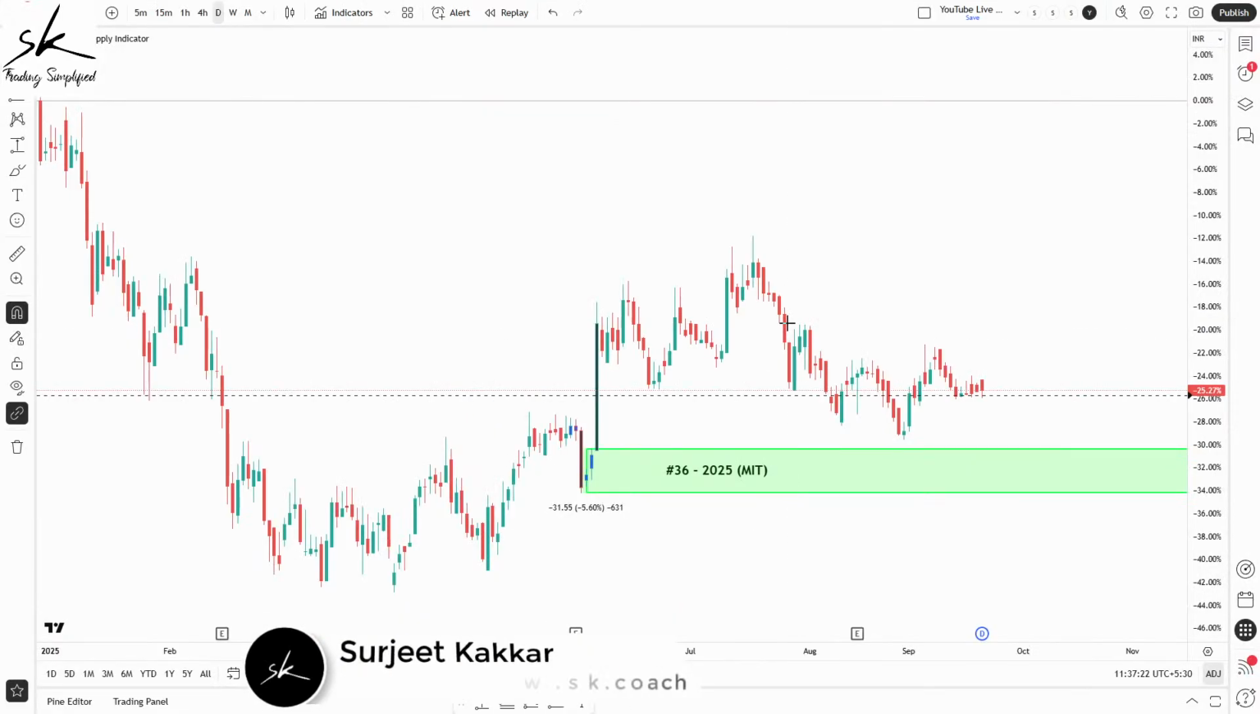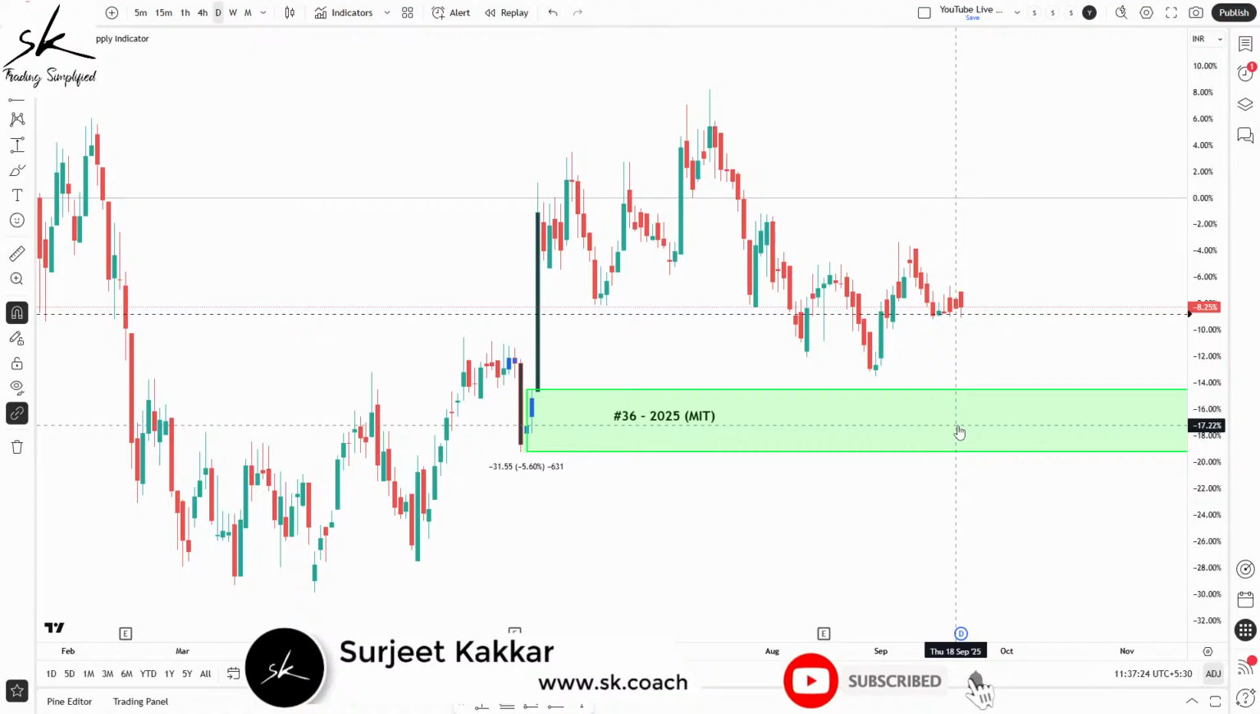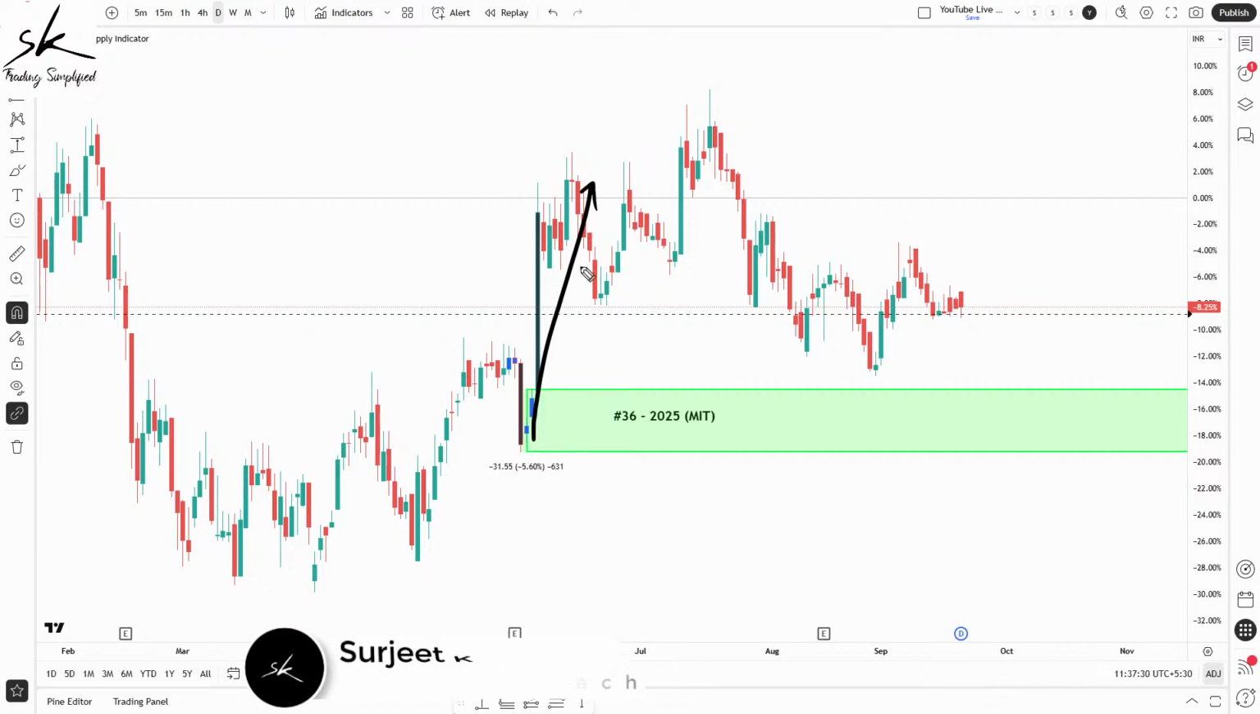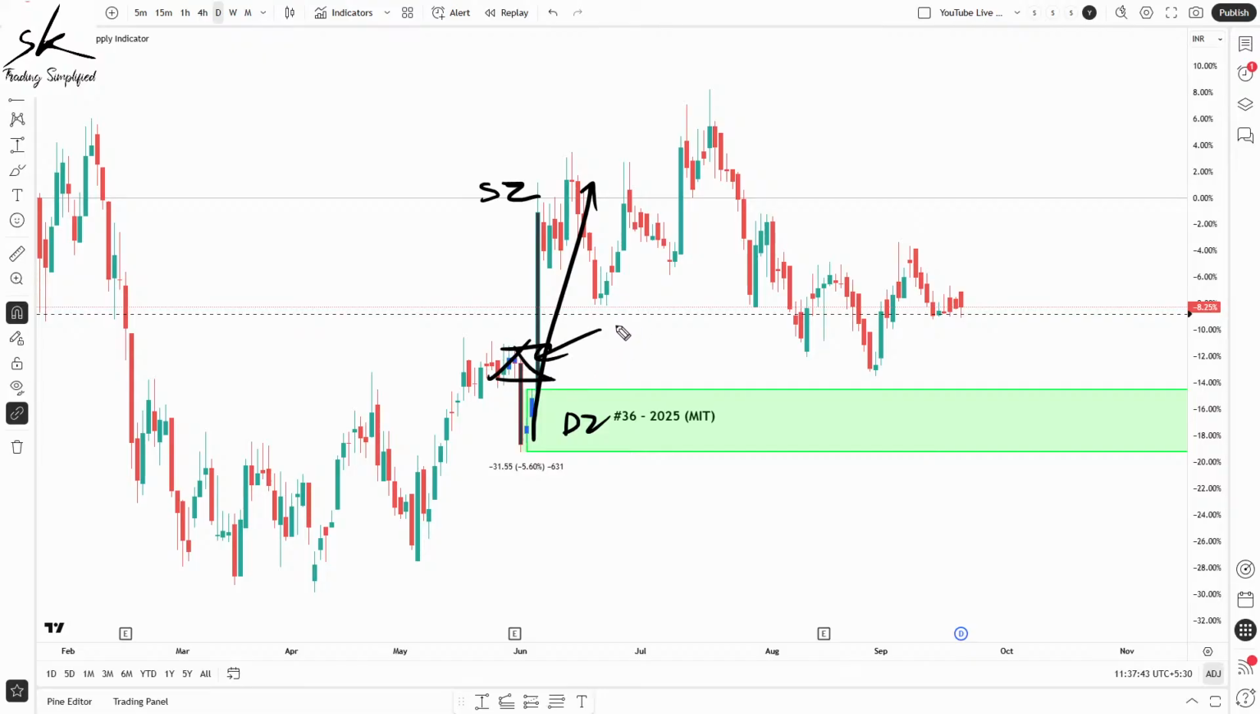So if I go back, now what are the rules we look into? There are two different approaches I've given you. The aggressive approach says that the move from the zone should have violated an opposing zone. So if this is demand, then the opposing zone will be supply, but that supply does not have to be of the same time frame. So here you can see we already have the supply, this has been violated, but we don't want it from the same time frame. We want it from one time frame higher, which is your ITF.